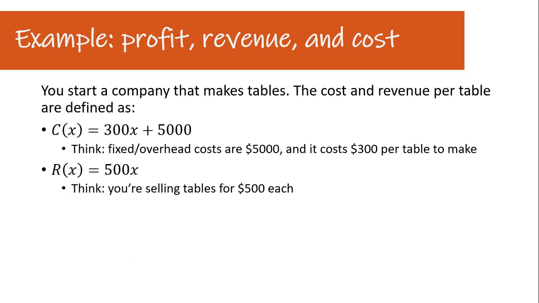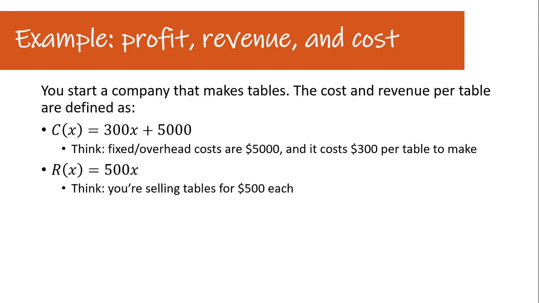Let's think about an example. You're making tables. The cost is 300X plus 5,000. So that means for every one table, you're going to spend $300 in materials and labor, plus you have $5,000 of fixed, overhead costs. Even if you make no tables, you're going to be paying $5,000 in costs. If you're not a business person, don't get too bogged down in what that could mean. Assume that's your rent. It's going to cost you $5,000 to pay your rent for the warehouse. And then for every table that you make, you have to pay $300 in wood.